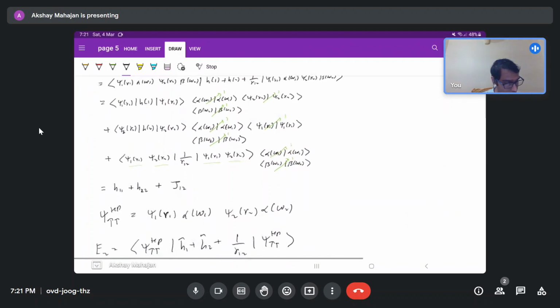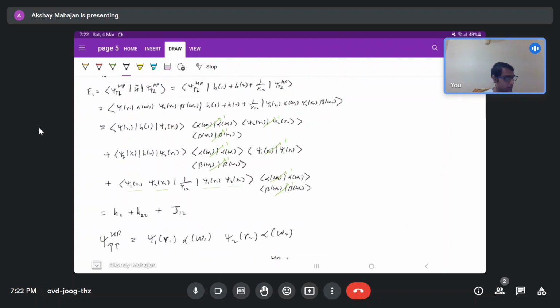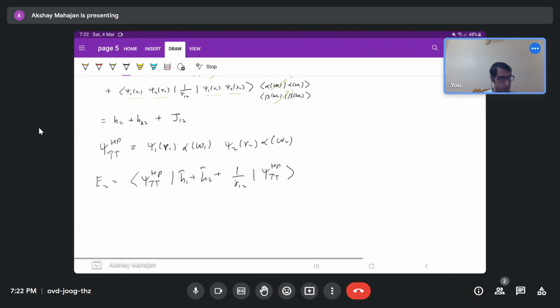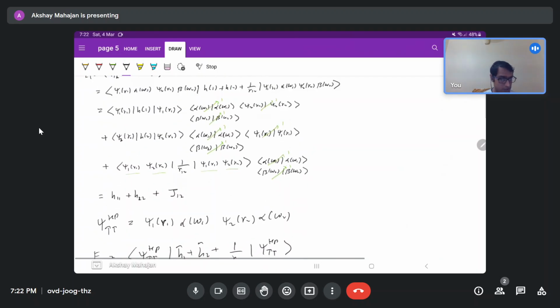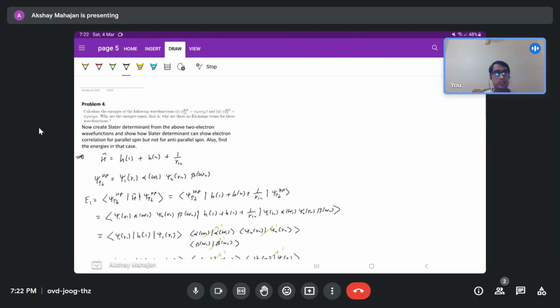And the procedure will be the same. Since the spin orbital alpha is the same, the spin part does not act, and we get 1 from there. So you can check that we get the same thing, h11 plus h22 plus J12. So we see that there is no correlation. Whether the spins are up or anti-parallel, that doesn't bring any change in the energy if we are considering Hartree products.